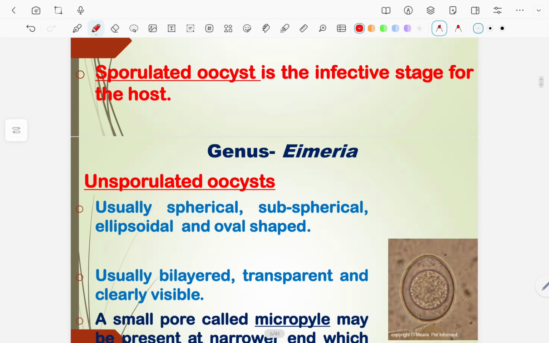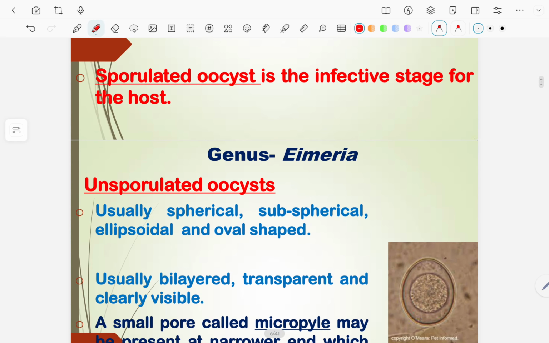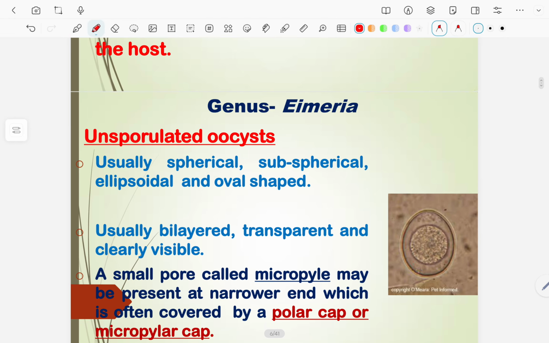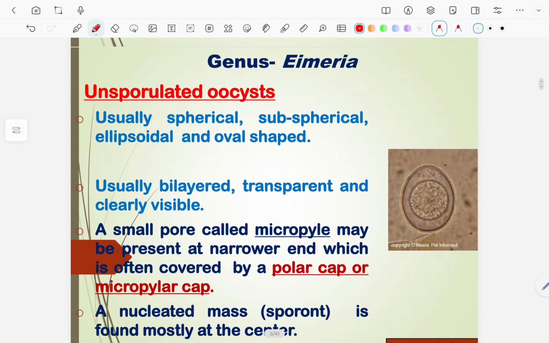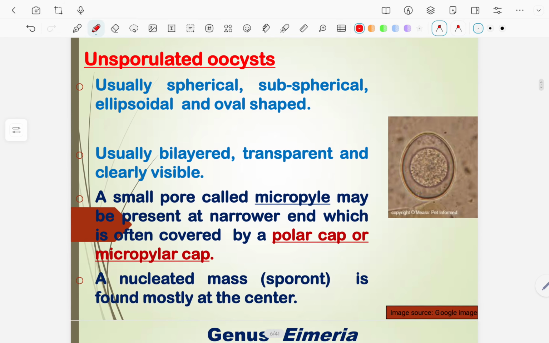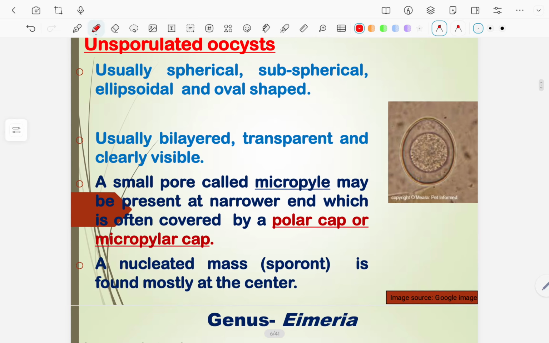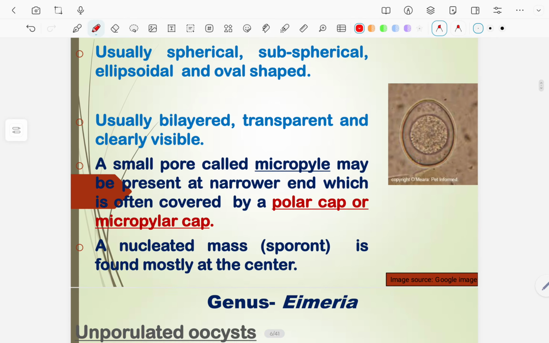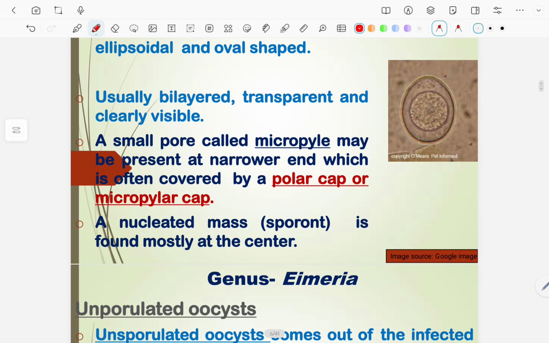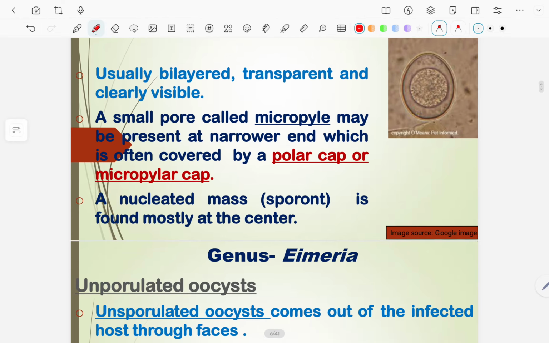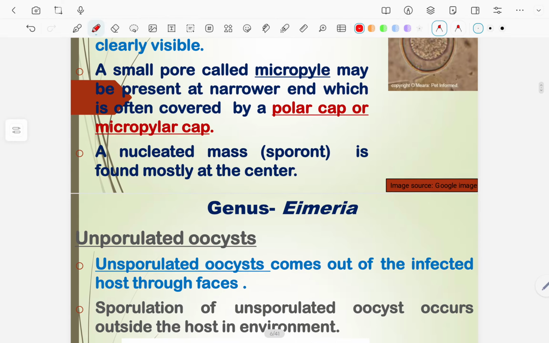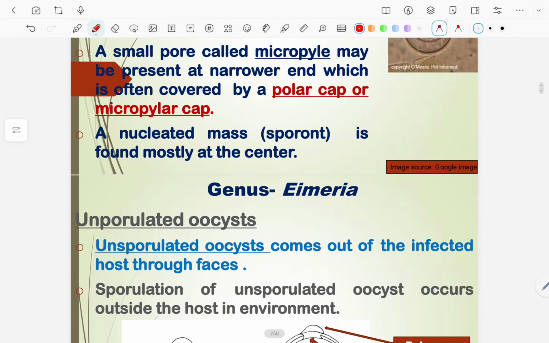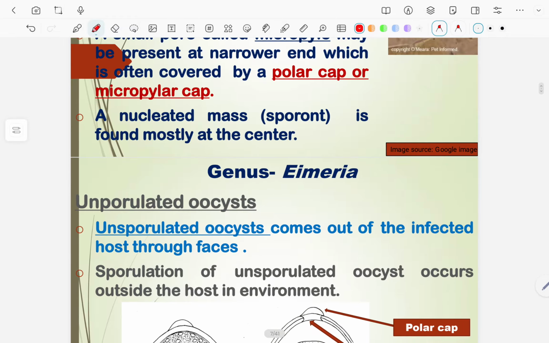The unsporulated oocyst is usually spherical, subspherical, ellipsoidal, or oval in shape. Usually bilayered, transparent, and clearly visible. A small pore called the micropyle may be present at the narrower end, which is often covered by a polar cap or micropylar cap. A nucleated mass, the sporont, is found mostly at the center.